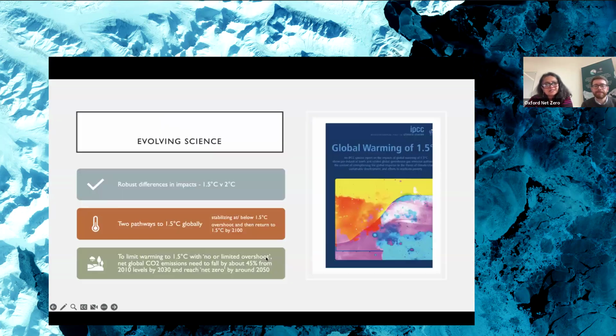Since the Paris Agreement was signed and adopted and entered into force in 2015-2016, the science has evolved and advanced quite significantly. Most noticeably in the IPCC's 1.5 degree report in 2018, which was a report that was produced as a result of a request by the Conference of Parties in 2015. This report found that there were robust differences in impacts between 1.5 degrees centigrade and 2 degrees centigrade, and that there were two pathways to 1.5 degrees centigrade globally.